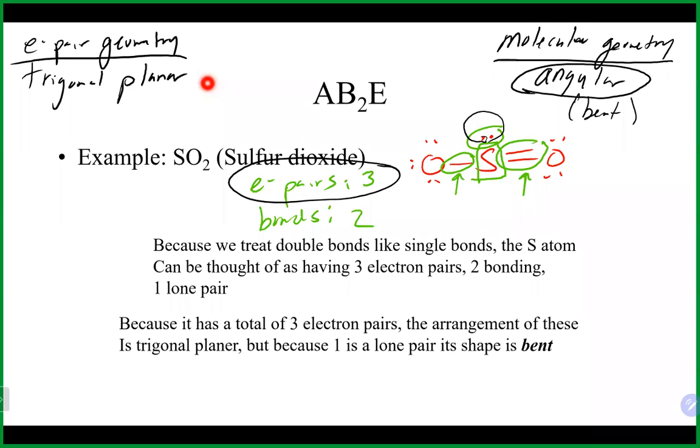The bond angle here is based off of trigonal planar. So the trigonal planar bond angle is 120 degrees. Because this has non-bonding electrons there, it will actually be a little bit less than 120 degrees in terms of its bond angle, because it's missing that third bond that we see with trigonal planar. Any questions on that there?